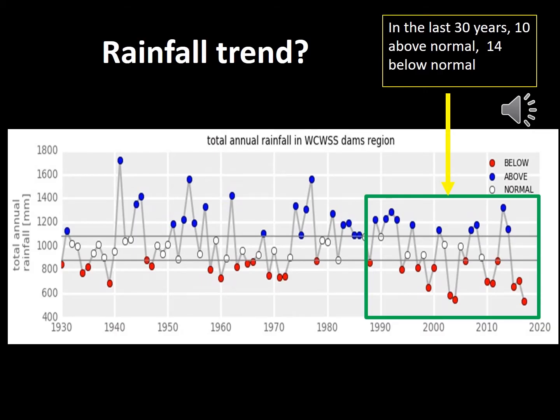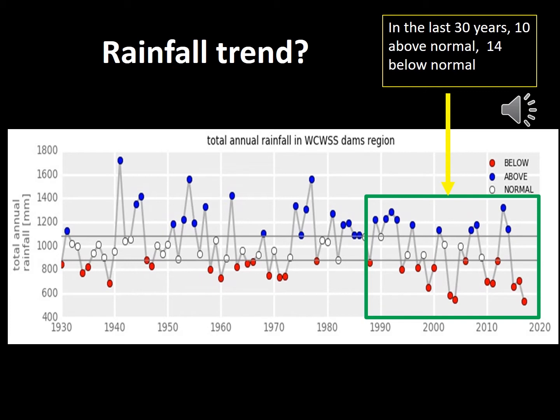So one of the things we can do is look at what's happened to the rainfall in the last, let's say, 100 years. And this is a graph of about 90 years of rainfall. And it shows the area in the Western Cape near Cape Town, so it's more centralized around Cape Town near the dams there. But it shows the years progression, and the blue dots are the years that are above normal rainfall, and the red dots are the years that have had below normal rainfall, and then the white dots are those that have normal rainfall.